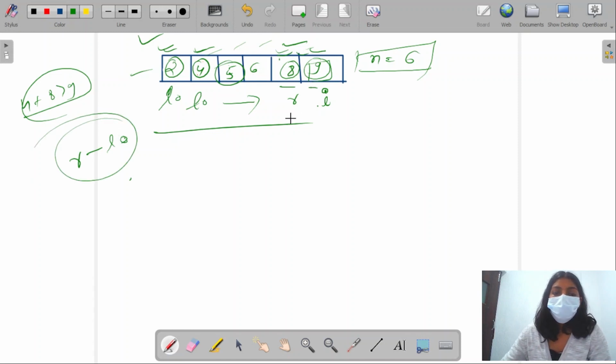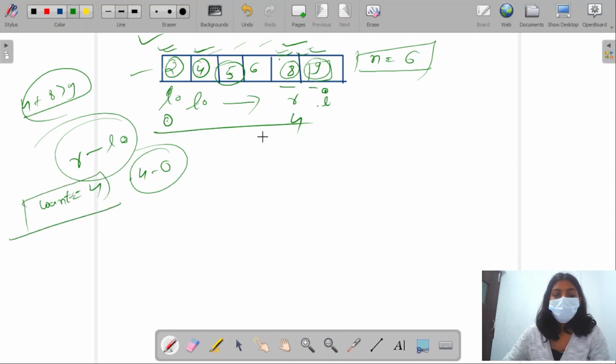Let's see, R here is 4, low here was 0. So 4 minus 0. These are going to form 4 triangles. So my count initially was 0, so it suddenly increases to 4. Okay. So my count is increased by R minus low.